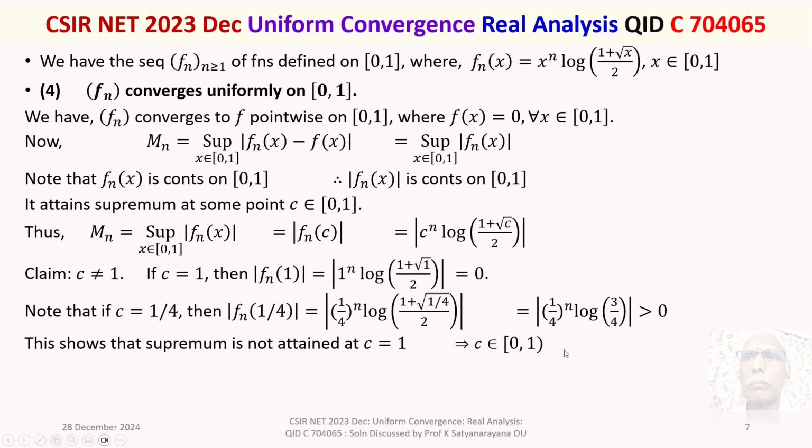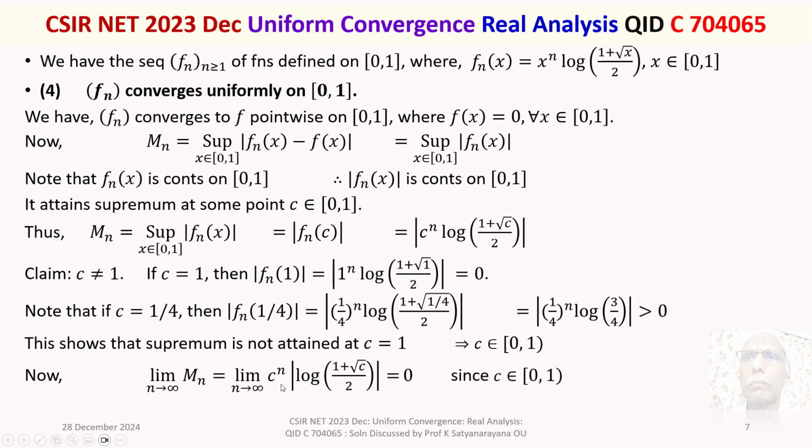So now the limit as n tends to infinity of Mn is the limit of c to the power n times the modulus of the logarithm of 1 plus root c by 2; c to the power n comes out of the modulus because it is zero or positive. This logarithm term is a fixed number. And therefore the limit of c to the power n is 0. Why? Because c belongs to [0, 1). When c is 0, it is anyway 0. When c belongs to the open interval (0, 1), the limit of c to the power n is 0.